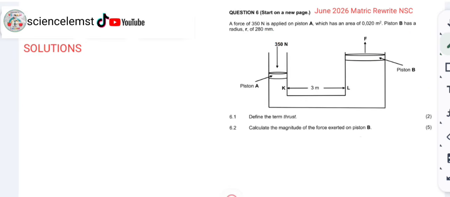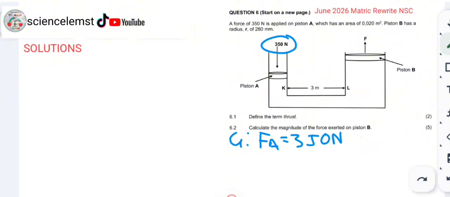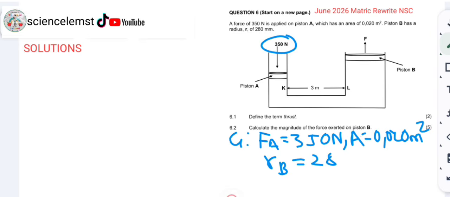So before you do any calculation, I need you to collect the data. So let's collect. I have force. So everything that's given, my force A is equal to 350 Newton. I'm also given the area is equal to 0,020 meter squared. Guys, this is a 2. I hope you see it. I'm also given radius B is 280 millimeter. That's the information that I'm given.